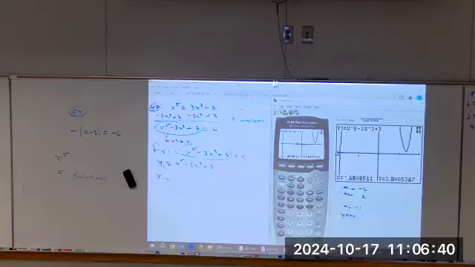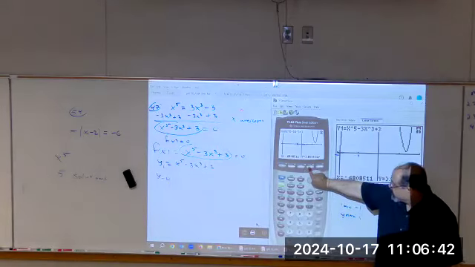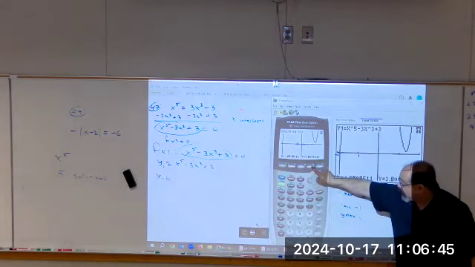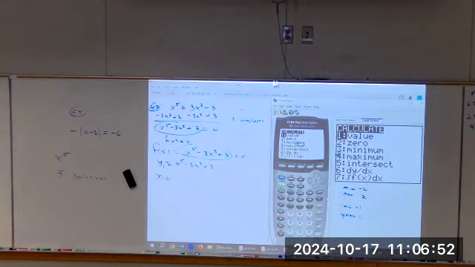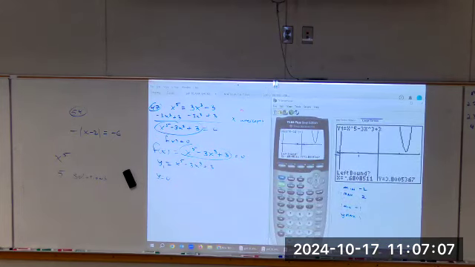So right above the trace button, calc. You got to hit second and then calc. And you have all these little tools that the calculator will do. Option 2, zero. It will find the solution where the function equals 0. It's going to ask you some questions though. Left bound, right bound. So it's going to ask you, where do you want me to look? Where do you want the calculator to look for the solution?